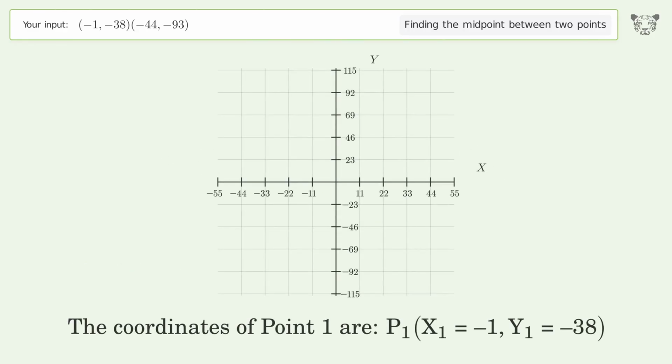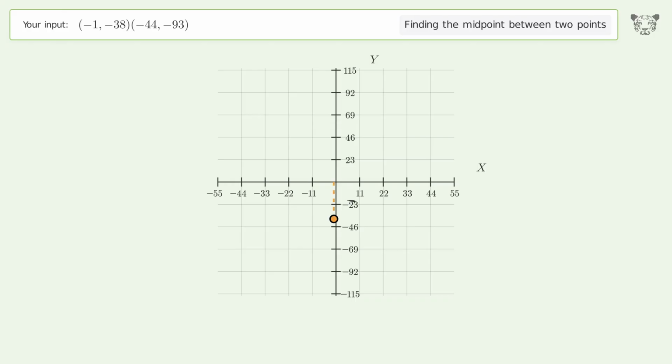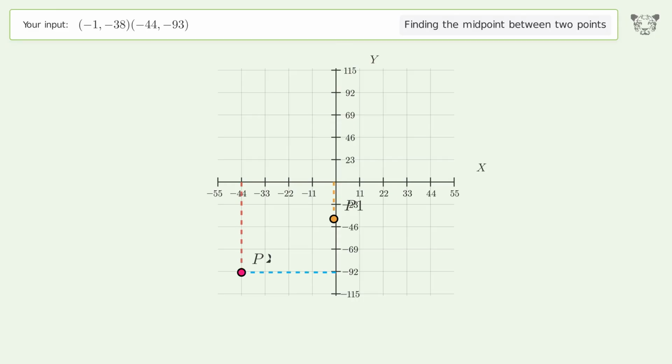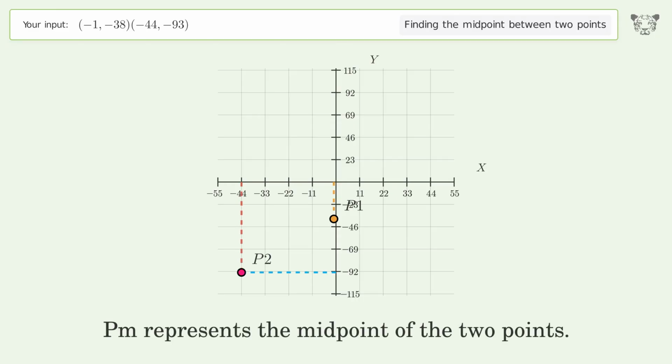The coordinates of point 1 are, x1 equals -1, y1 equals -38. The coordinates of point 2 are, x2 equals -44, y2 equals -93. PM represents the midpoint of the 2 points.